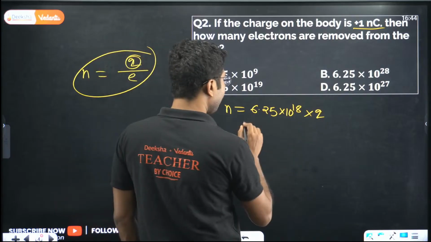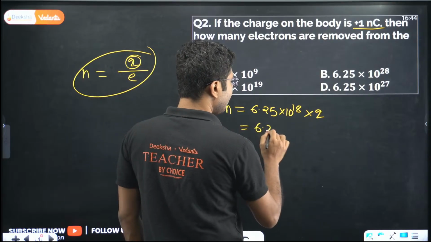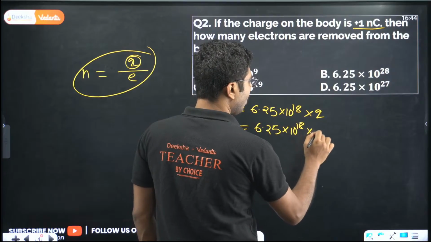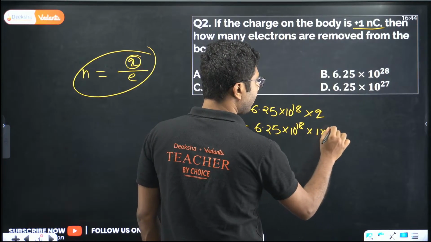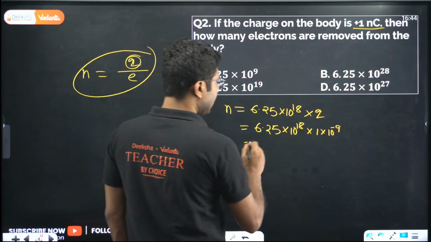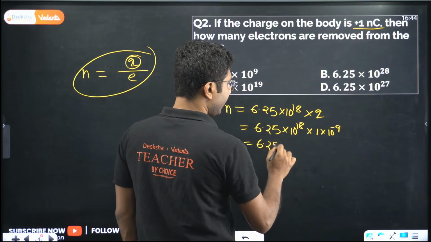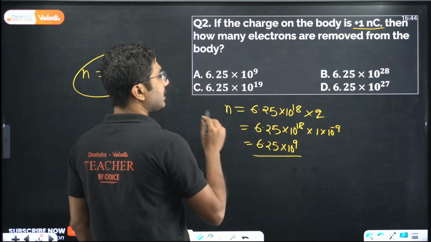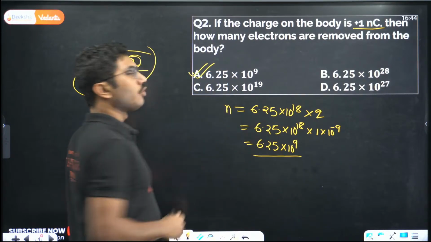So for 1 nanocoulomb you have to multiply 6.25 into 10 to the power of 18 into 1 into 10 to the power of minus 9. Nanocoulomb means minus 9. So it will be 6.25 into 10 to the power of 9. So this is the shortcut formula that you must remember to solve questions.